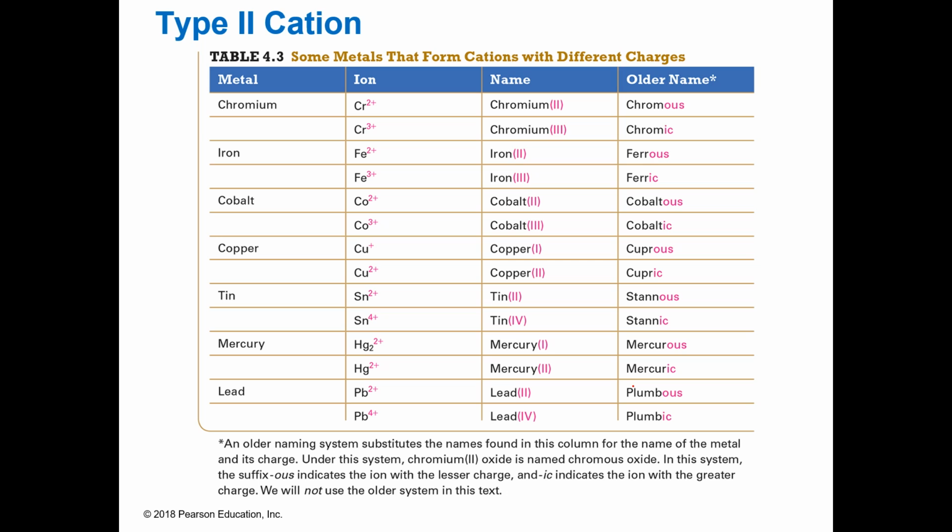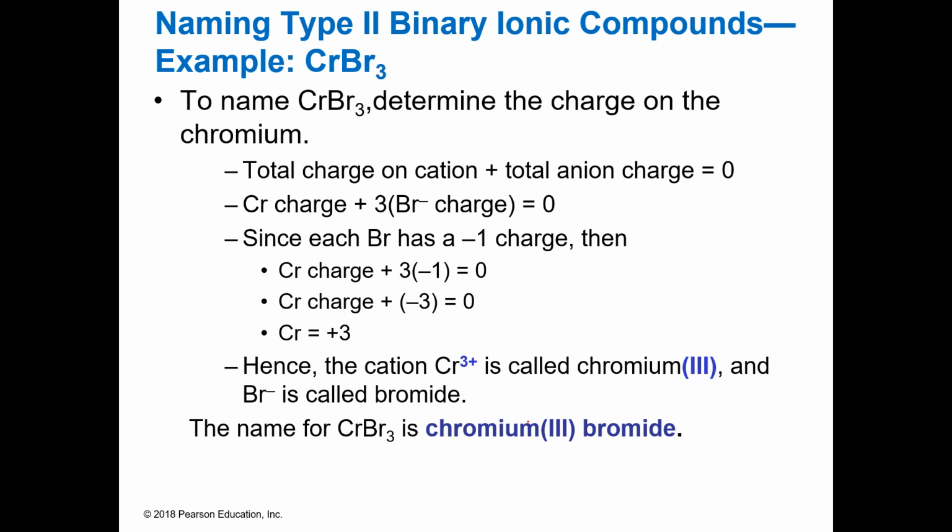Here's a chart for you that shows some of the different transition metals with different charges. You don't need to worry about this list of older names. I'm not requiring you to know that. But these are just some ideas of how they can have different charges and how you would name the ion. All right, so let's go to determining the charge like I just showed you with copper.